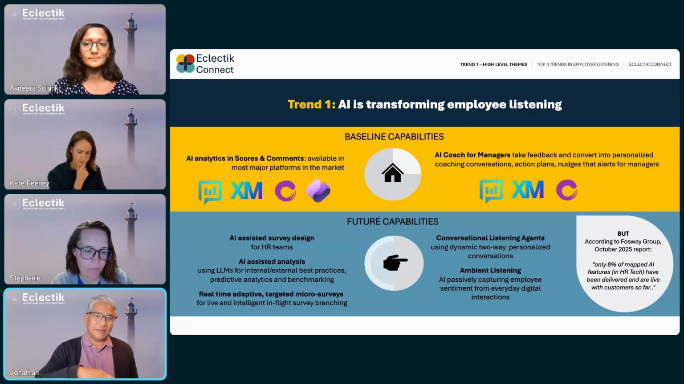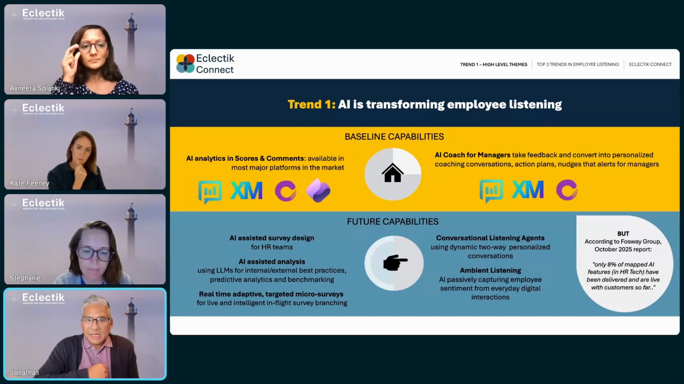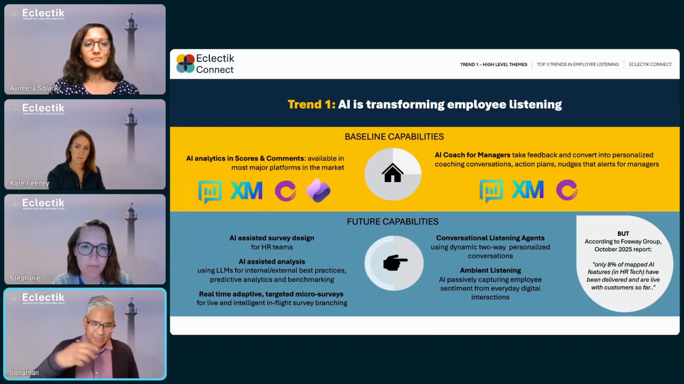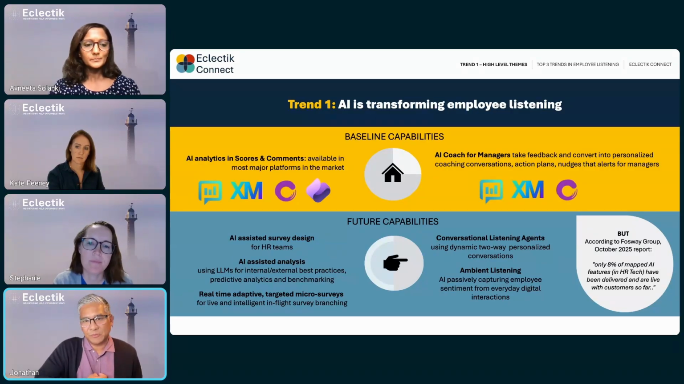So that AI-assisted survey design is already on the roadmap for a number of the platforms, and you should see those coming certainly within the next year, or at least one or two of the platforms. That's also backed up by AI-assisted analysis. That's deeper use of the large language models to look at internal as well as external best practices. That's bringing in benchmarking, ideas on action taking, as well as predictive analytics. And again, some of this is already in some of the existing platforms.